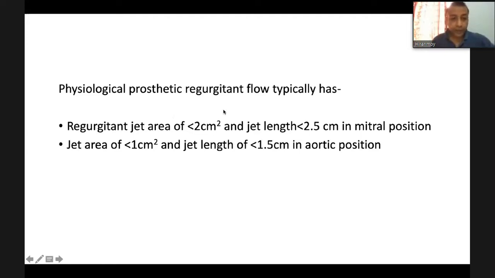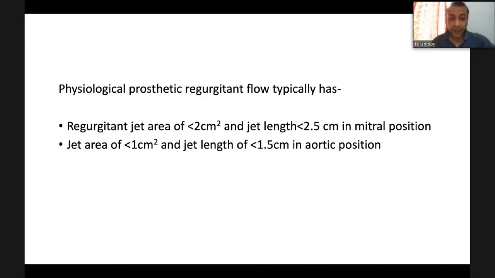Now, physiological prosthetic regurgitation flow typically has a regurgitant jet area less than 2 cm square and jet length less than 2.5 cm in the mitral position, and jet area less than 1 cm square and jet length less than 1.5 cm in the aortic position. This is physiological regurgitation. Above this, you will assume that there is pathological regurgitation.